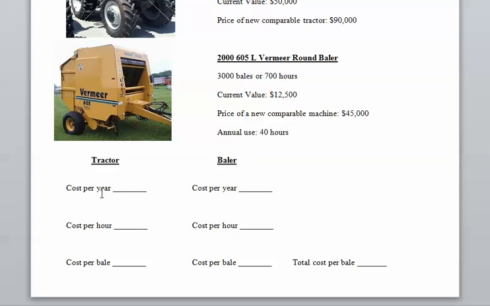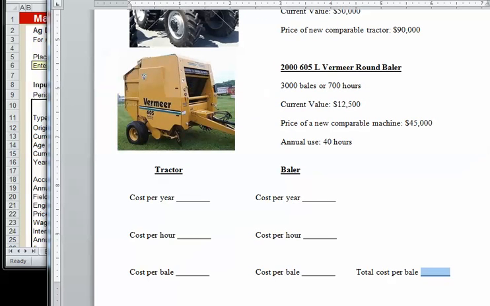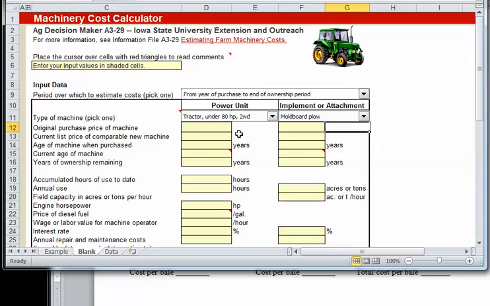We want to figure out our cost per year, our cost per hour, and our cost per bale of the tractor, baler, and the two together. And like I said, if we put the information in here correctly, it should be very simple and it will be done for us actually. So anyway, let's go ahead and put the data into the spreadsheet.